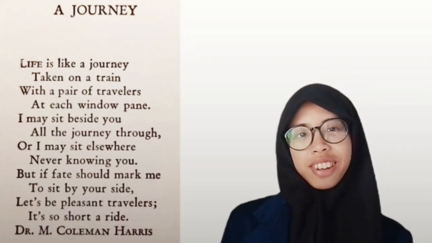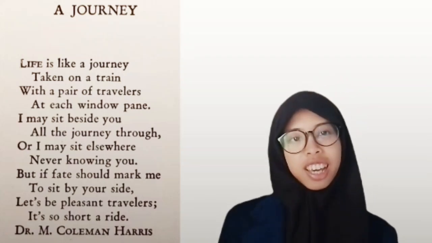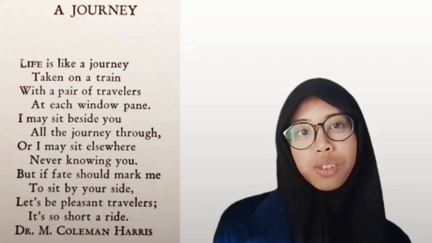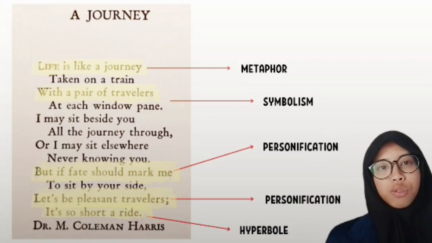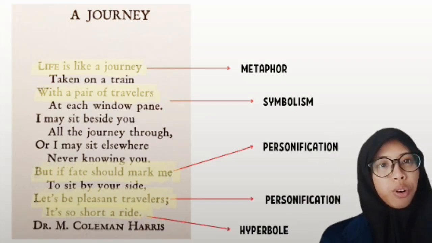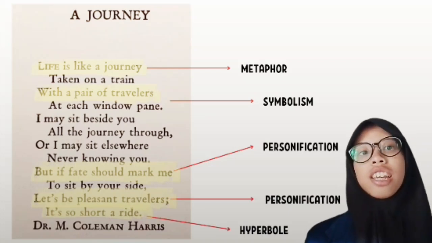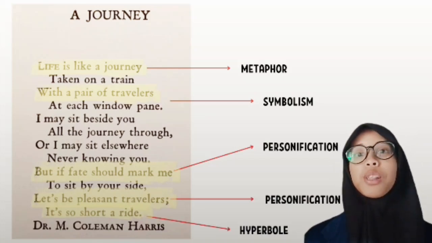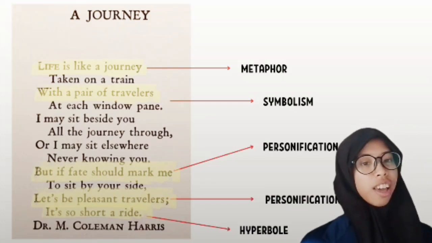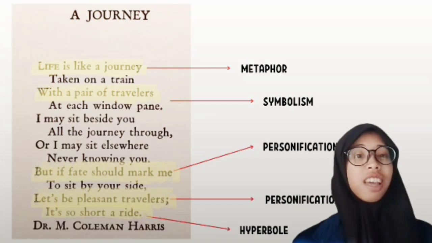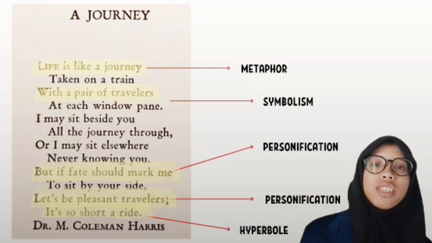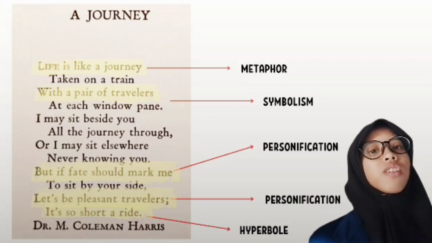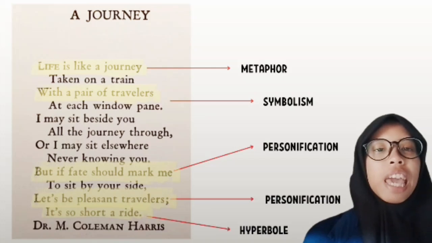Okay, thank you everyone. Some of you actually answered correctly. So let's find out whether your answer is correct or not. As you can see on the screen, there are some figurative languages in that poetry. The first is metaphor in the sentence life is like a journey taken on a train. This metaphor compares life to a train journey, suggesting that life is a process or experience that we go through, just like a journey on a train. So it's kind of a metaphoric, symbolic sense, okay? And then there is also symbolism in the sentence with a pair of travelers at each window pane.